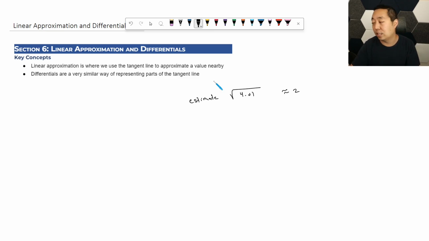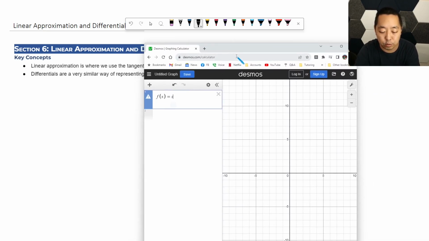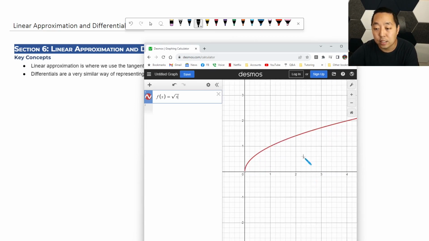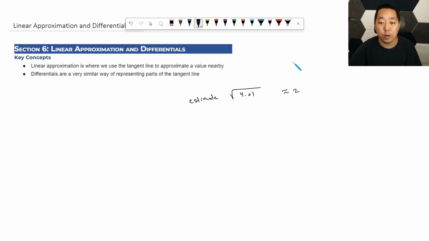Let me demonstrate by giving you a graph of what the tangent line is going to do and what we're going to ultimately be doing here. So suppose I have f of x equals square root of x, and I am trying to estimate a nearby value like 2.1 here. So what I want to do is create a tangent line. Let's compute the equation of our tangent line.